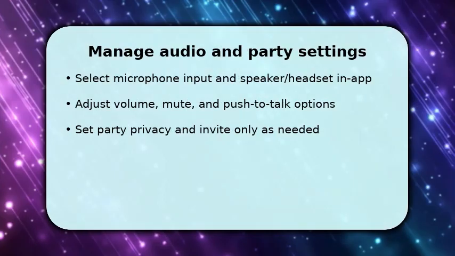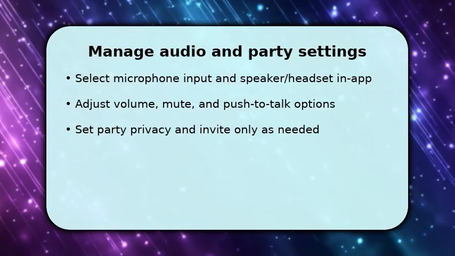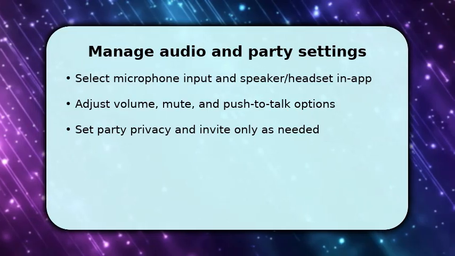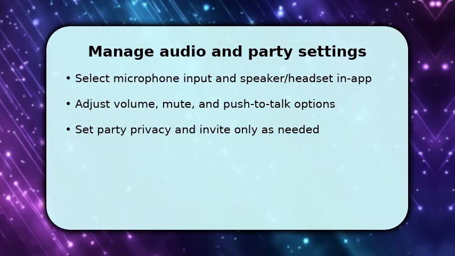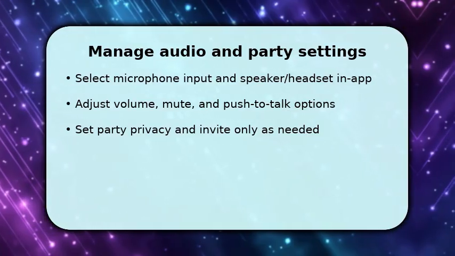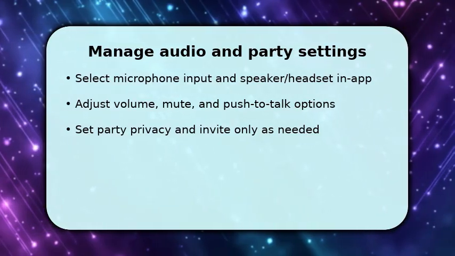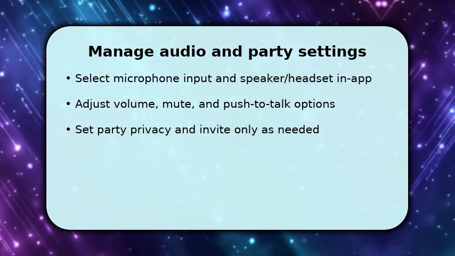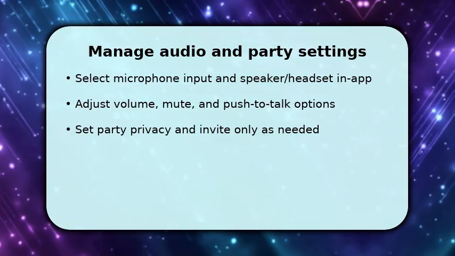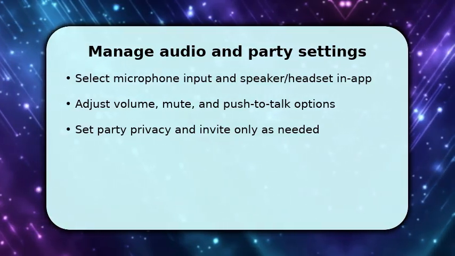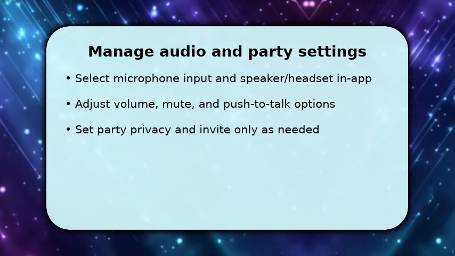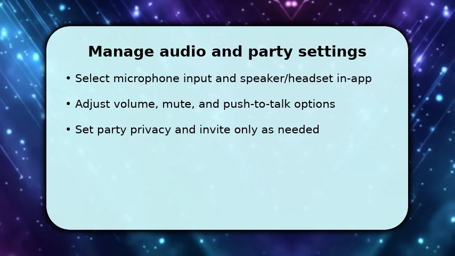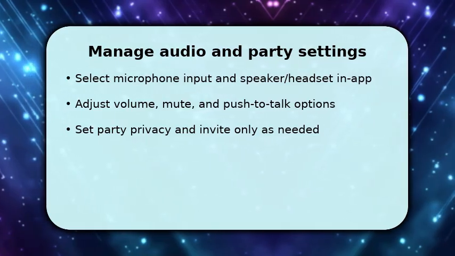Now control who hears you and how loudly. In the app, choose your microphone and speaker devices, then set comfortable input and output levels. Make small adjustments while someone speaks to avoid clipping. Make sure mute and push-to-talk are set the way you prefer, and set party privacy so only invited friends can join. These middle steps prevent feedback and accidental eavesdropping, and they ensure stable audio routing during gameplay and minimize latency.